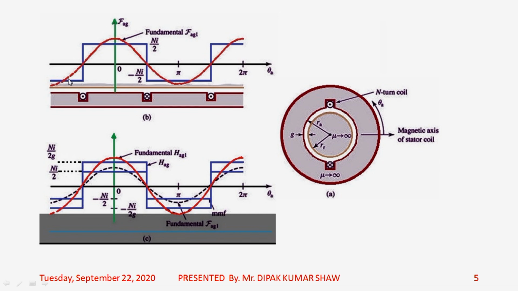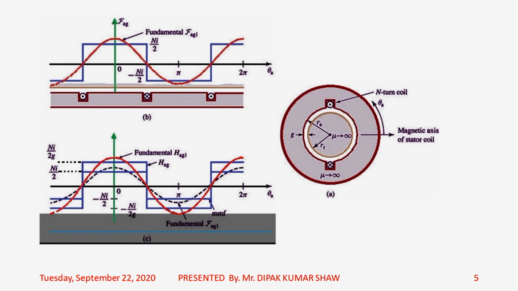So how do you identify that this is the fundamental component? This is identified as the fundamental component because the time period of this sine wave and the time period of the rectangular MMF wave are the same. So that's why it is termed as the fundamental component. And of course there will be harmonic components which are not indicated or shown in the diagram.